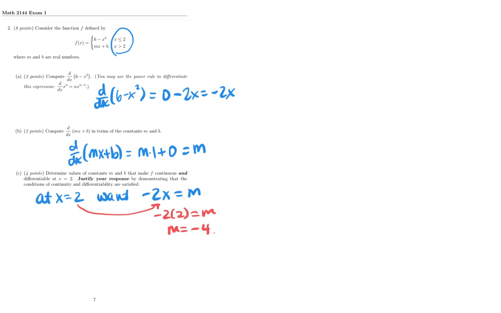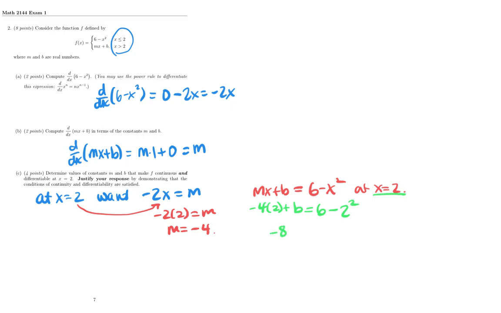Now I want mx plus b. I want the y coordinate mx plus b to equal the y coordinate on the left, which is 6 minus x squared. So we want this to be true at x equal 2. I've already found my value for m, and that is negative 4. And I want x equal 2, so I'll plug in 2 for x, plus b, that's the value I'm trying to find, equals 6 minus x squared. Again, x is 2, so 2 squared. And so I can solve for b here.